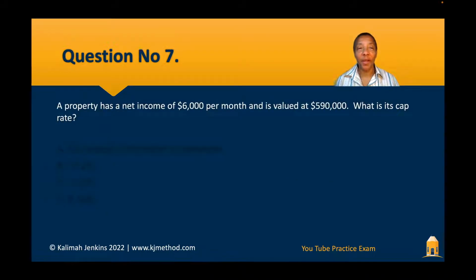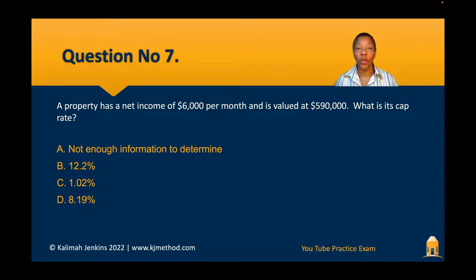Question number 7. A property has a net income of $6,000 per month and is valued at $590,000. What is its cap rate? Well, let's look at this one. Look at our answers. Not enough information to determine. 12.2%, 1.02%, 8.19%. What do you think?